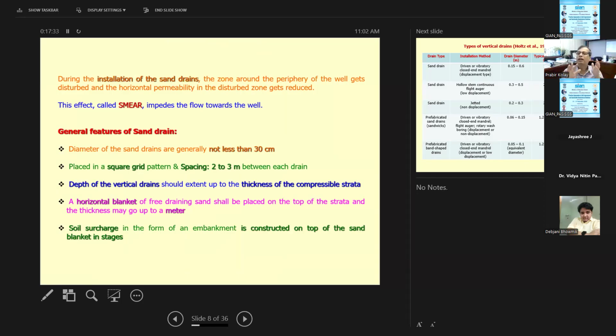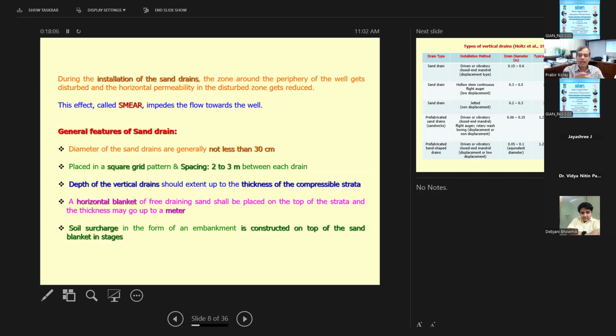So what are the general features of the sand drain? The diameter of the sand drain should not be less than 30 centimeters. It is placed in a square grid pattern. It can be triangular also. Spacing is 2 to 3 meters between each drain. The depth of vertical drains should extend up to the thickness of the compressible strata. So you need to know the depth of the clay layer you want to treat, and you need to go up to that depth.